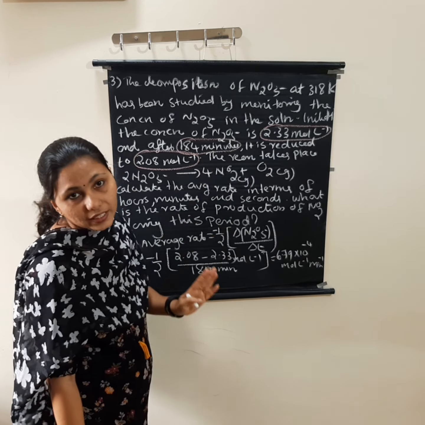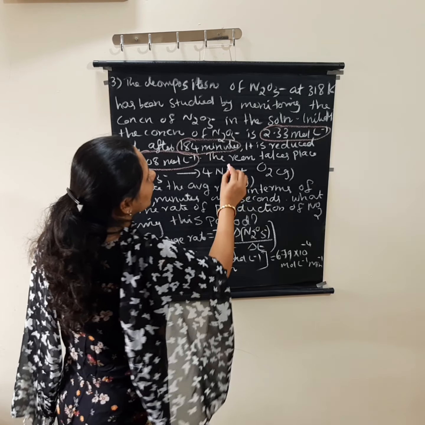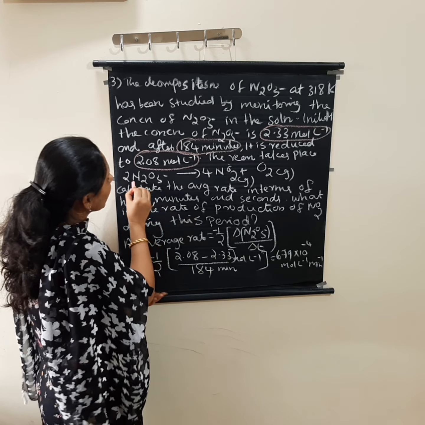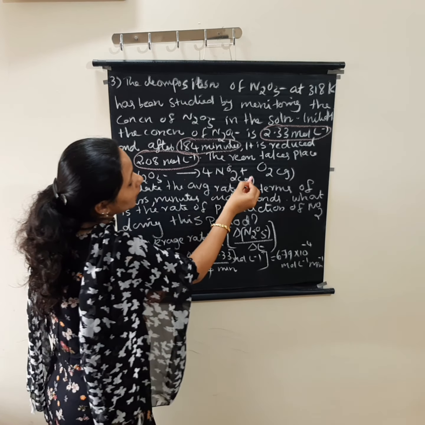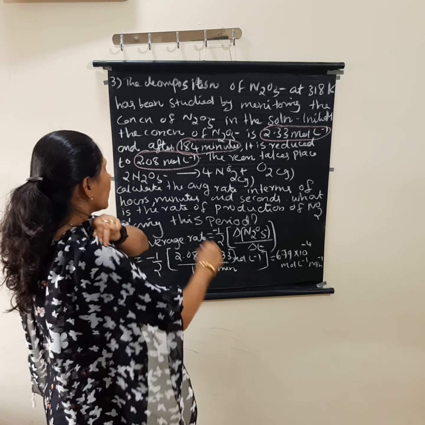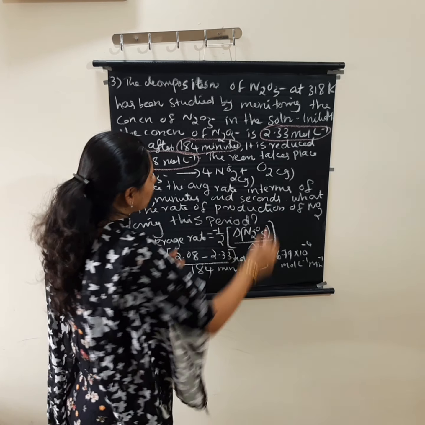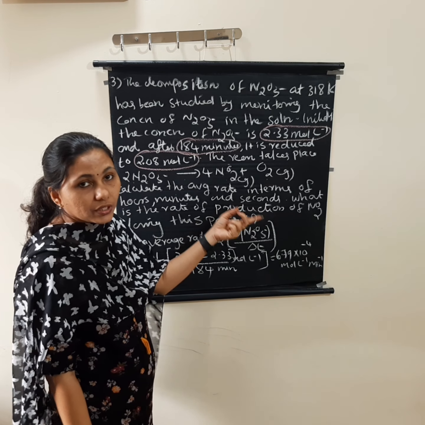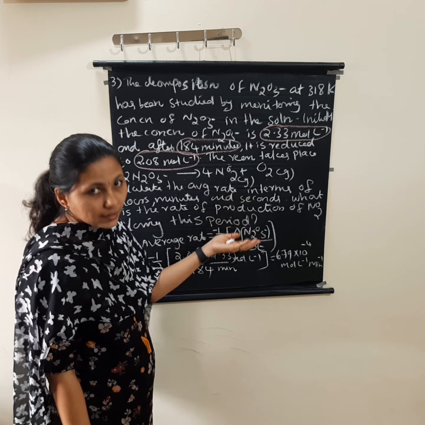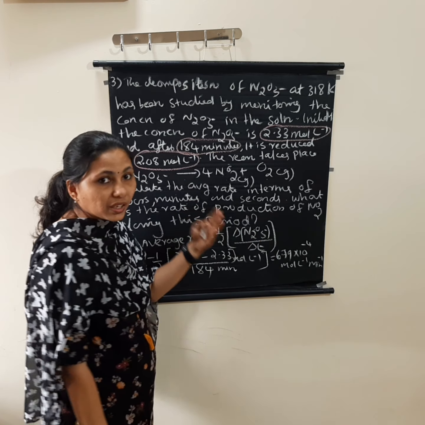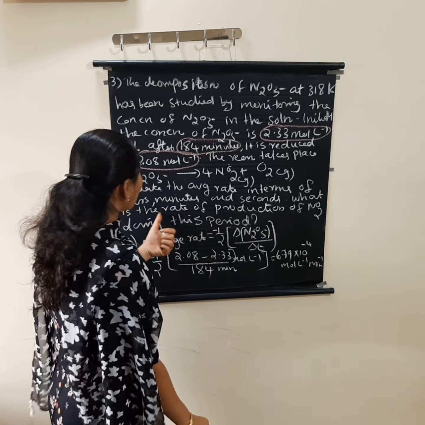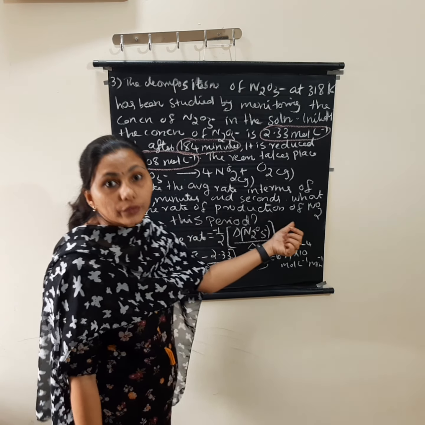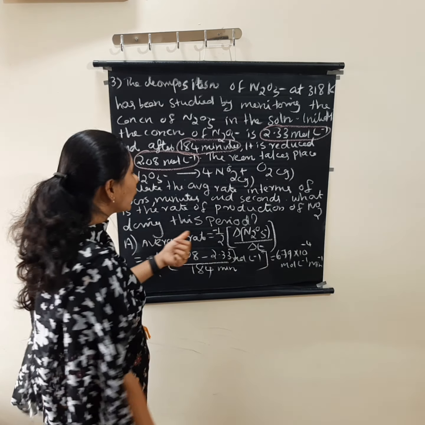And what is the time? 184 minutes. The reaction takes place according to this equation: 2N2O5 gives 4NO2 plus O2. Calculate the average rate in terms of hours, minutes and seconds. In the previous problem we did minutes and seconds; here it is hours, minutes and seconds. There is one more question: what is the rate of production of NO2 during this period?